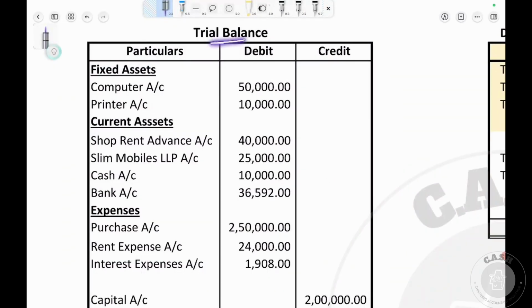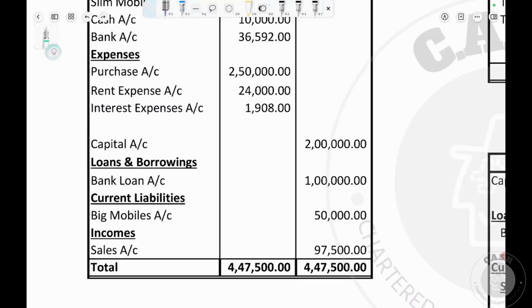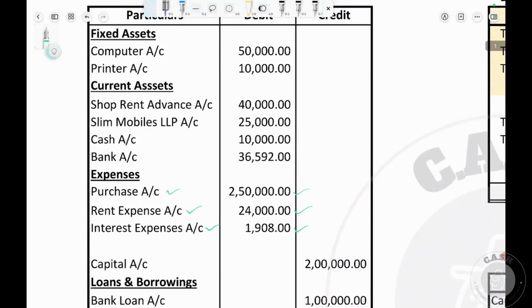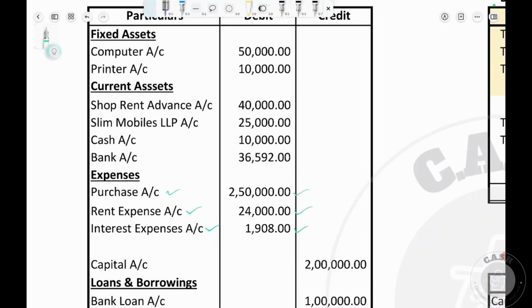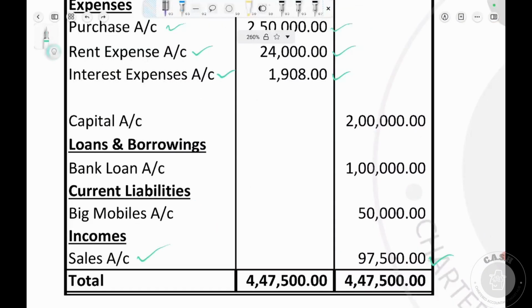If you look at the trial balance, we have already treated the purchase account, rent expenses account, interest expense account, and sales account. Let's mark these accounts so there will be no confusion whether to take them again or not. So what is left has to be taken in the balance sheet. Let's start from capital. Capital we have 2 lakh here.